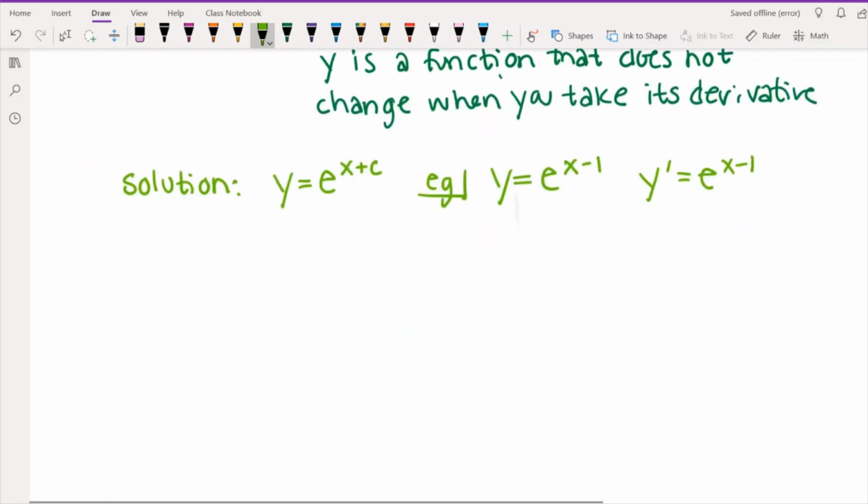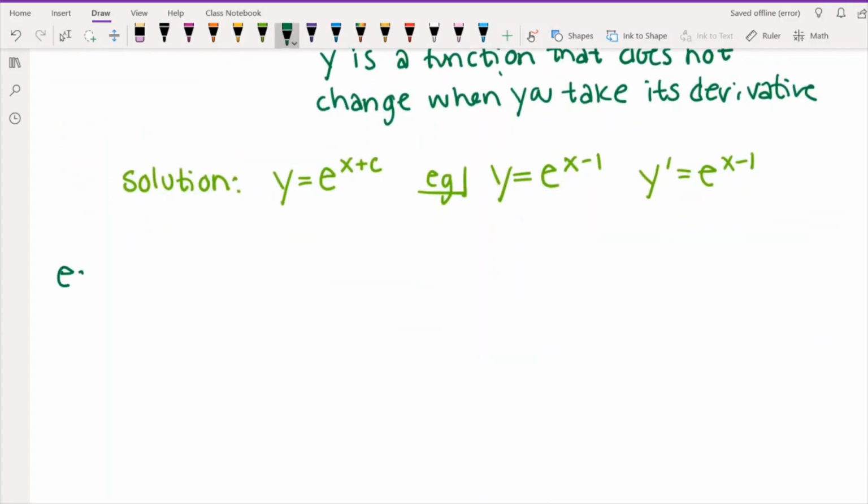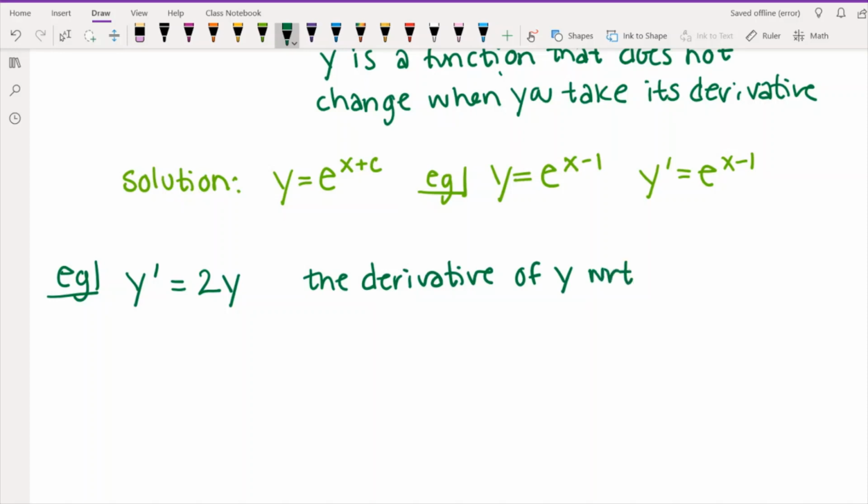Okay, let's look at one more example that we can reason through. So the next one is similar to the last one. y prime is going to be equal to 2 times y. So what does that mean? That means that the derivative of y with respect to x is 2 times your original function y. So let's try to think of an example of a function where when you take its derivative, you don't get exactly the same answer, but you get 2 times your original function.